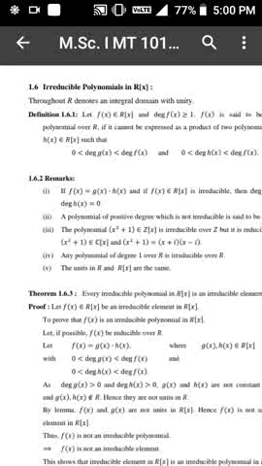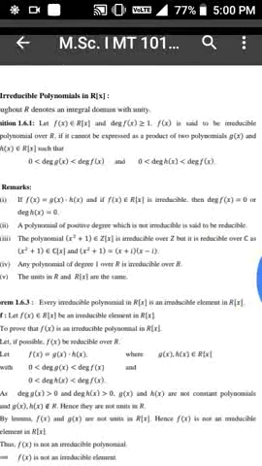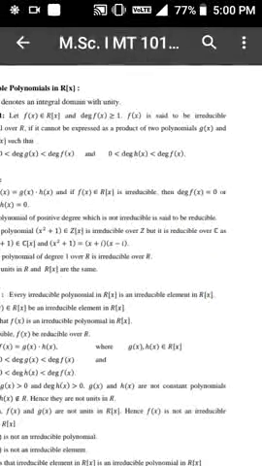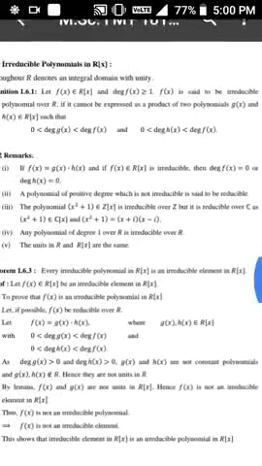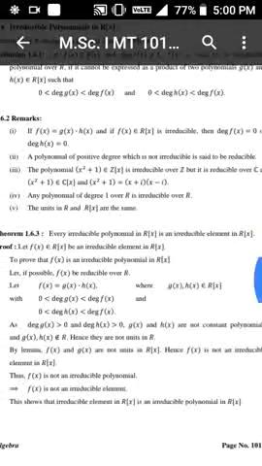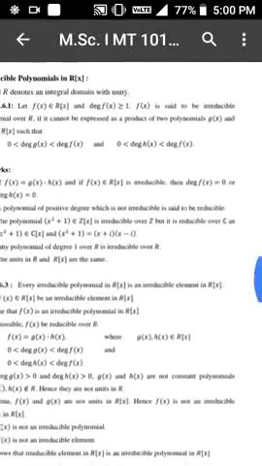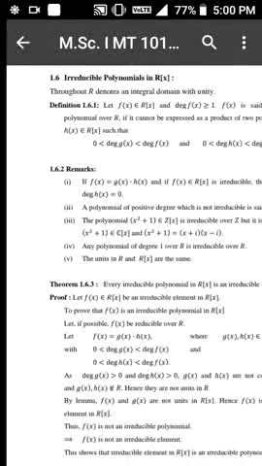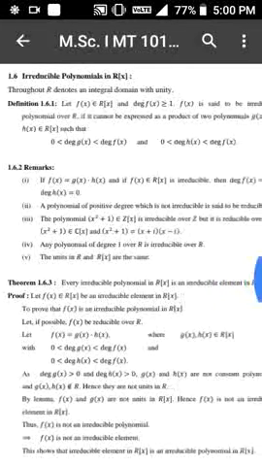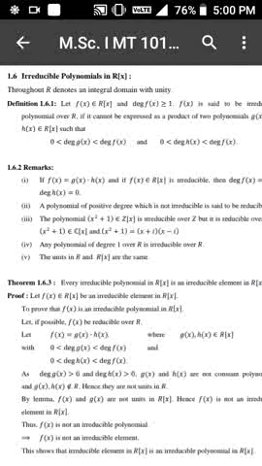Today I will discuss irreducible polynomials in R[x]. Definition: let f(x) belong to R[x] with degree of f(x) greater than or equal to 1. f(x) is said to be an irreducible polynomial over R if it cannot be expressed as a product of two polynomials g(x) and h(x) belonging to R[x] such that 0 < degree of g(x) < degree of f(x) and 0 < degree of h(x) < degree of f(x).